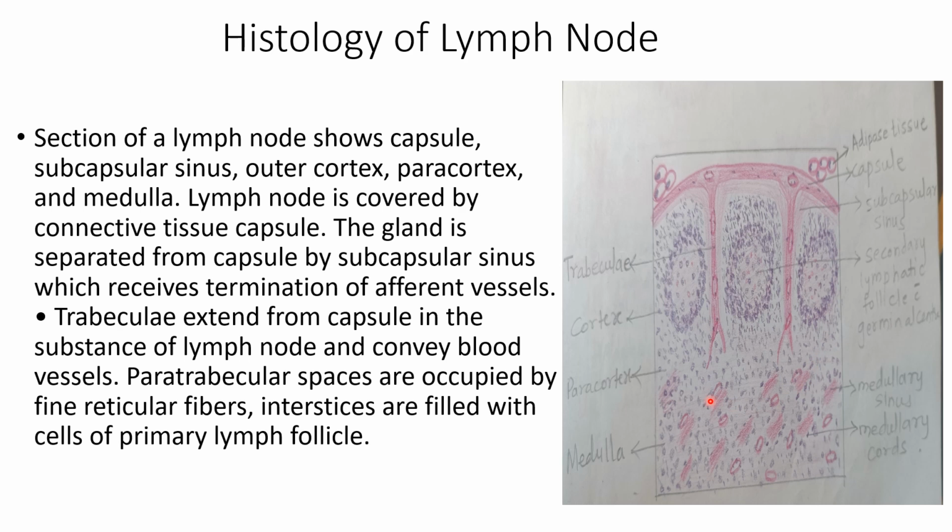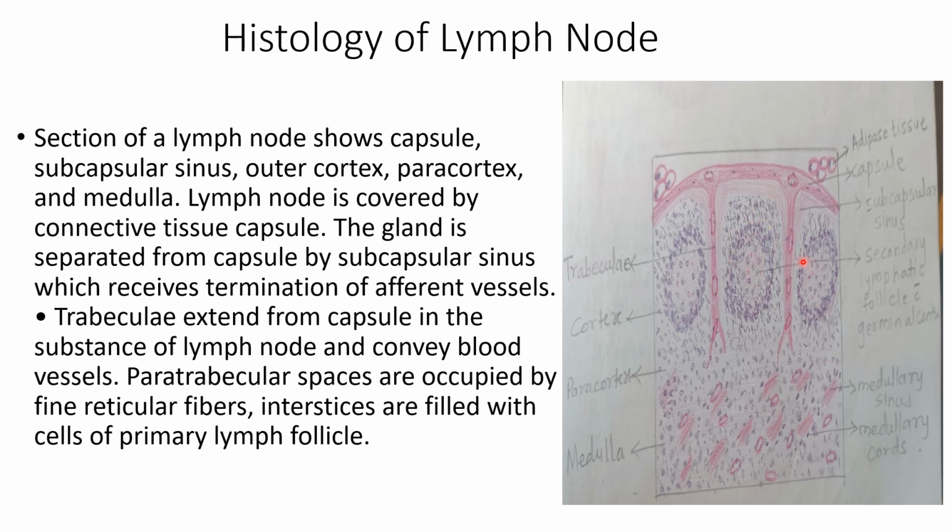In the section of lymph node, we can see histologically this is the capsule. So the lymph node is encapsulated. It is covered by capsule. Beneath the capsule, we have the subcapsular space. So this is the subcapsular space which is seen only in the lymph node. So presence of subcapsular space is the peculiarity or identification point of lymph node. After the subcapsular sinus, we have outer cortex.